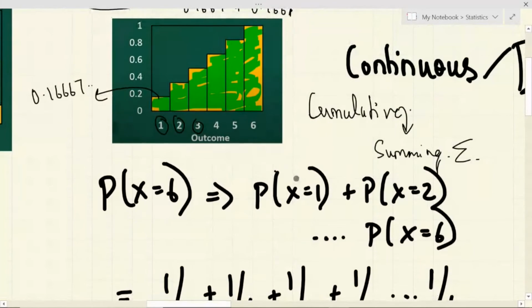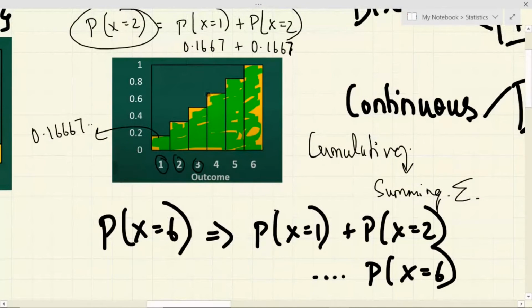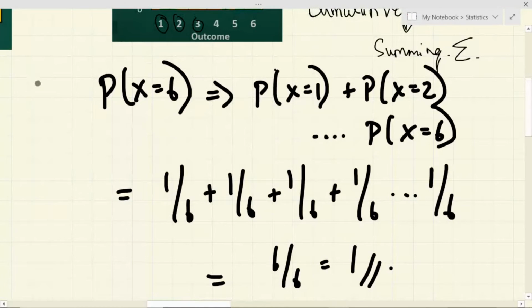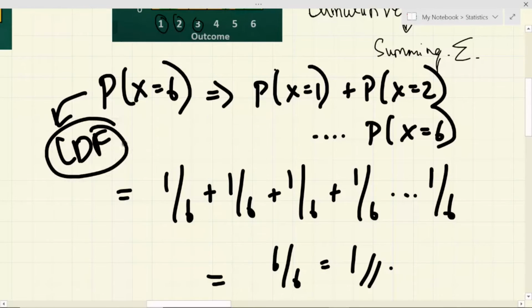So this is the case of discrete random variables, right? When it comes to the probability of getting 6 in a discrete random variable, the cumulative probability is 1. That is the cumulative distribution function. When we consider this in terms of the cumulative distribution function, the probability of getting 6 will be 1.